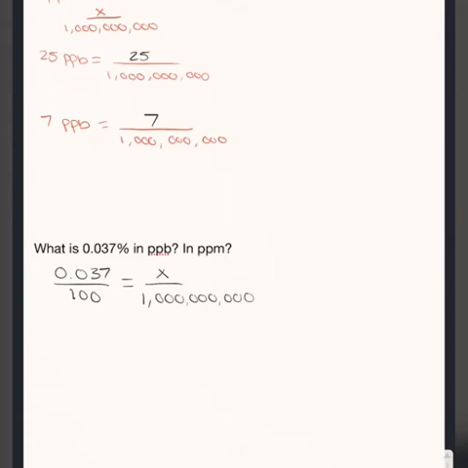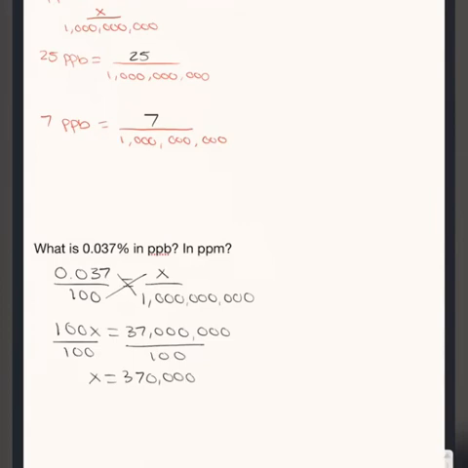And then we're going to go ahead and cross multiply and get 100x is equal to 37 million. And then to solve for x, just divide both sides by 100. And this gives us that x is equal to 370,000 parts per billion. And so that's the first half of this question.